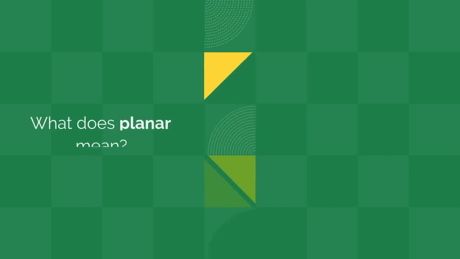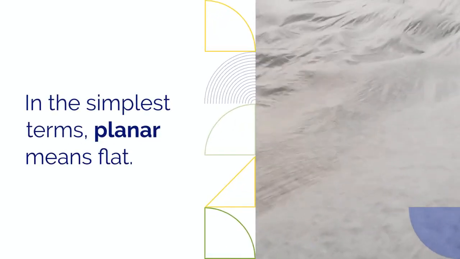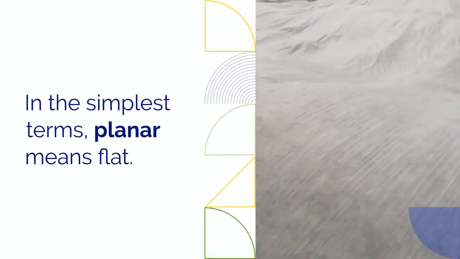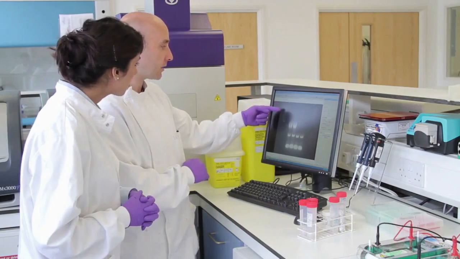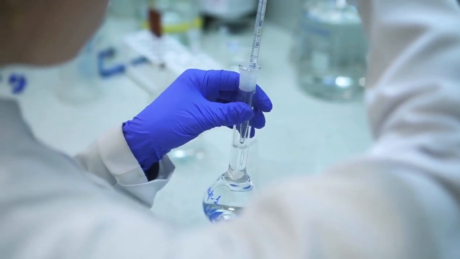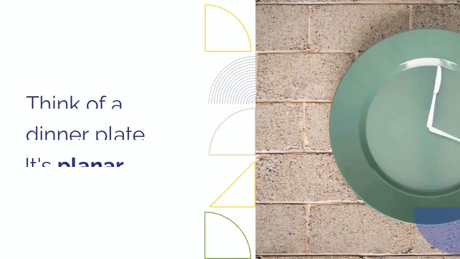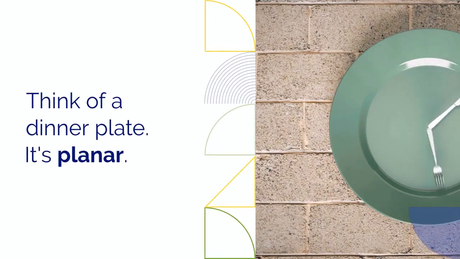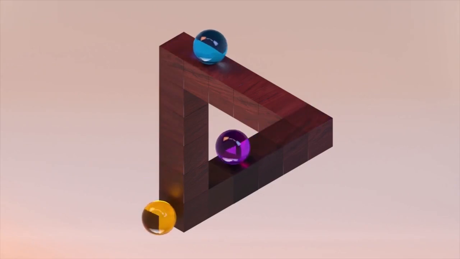So, what does planar mean? In the simplest terms, planar means flat. Imagine a perfectly flat sheet of paper. If you can lay all the atoms of a molecule onto that sheet of paper without any of them sticking up or down, then that molecule is planar. Think of a dinner plate, it's planar. Now think of a soccer ball, it's three-dimensional and definitely not planar.